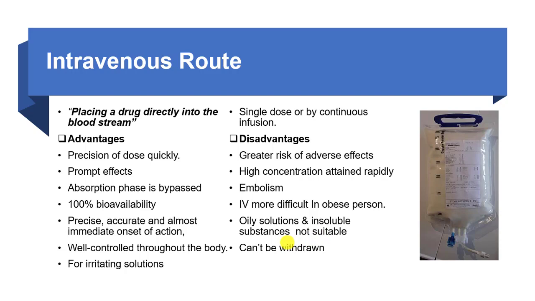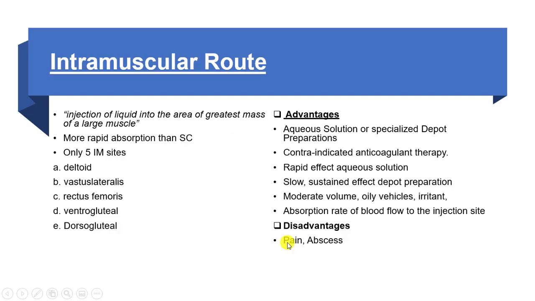If I move to the next slide, I'm going to talk about the IM or the intramuscular route. And what is the intramuscular route? In this route, the injection of liquid is passed into the area of the greatest mass of a large muscle. So the liquid, which we call an injection, is injected into the muscle mass of a large muscle. There are a few muscles in the body, particular sites, that I'm going to talk about, where we use the IM route.